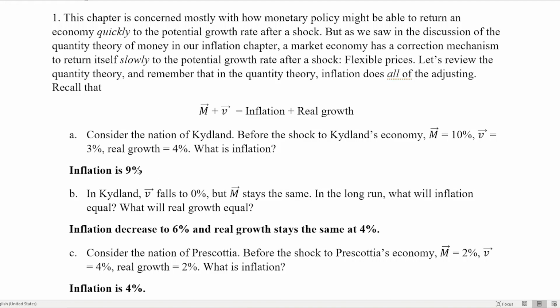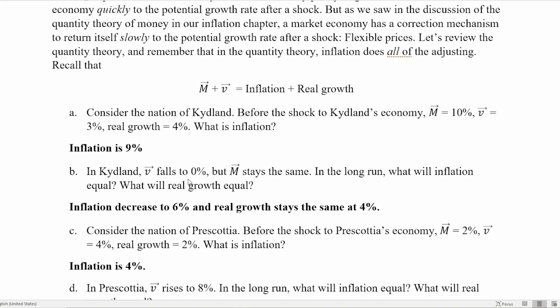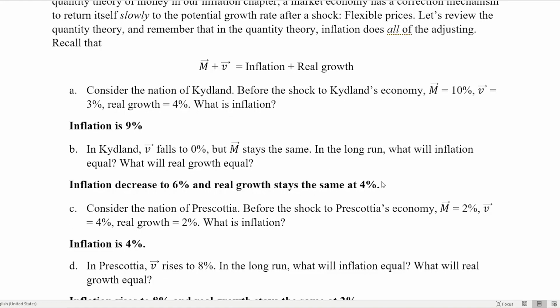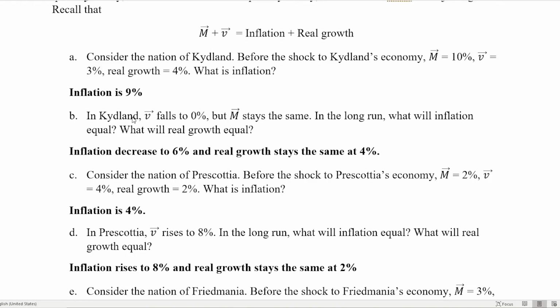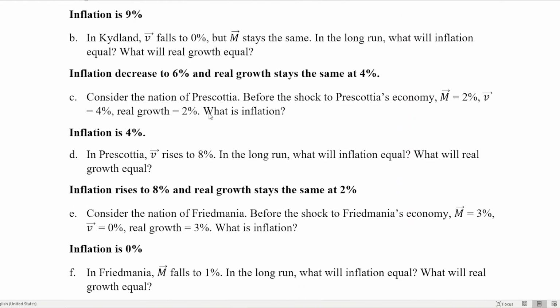So, we just use the formula to calculate the inflation rate. For part A, it's 9%. And here, the vector V decreases by 3%, so inflation also decreases by 3%. And real growth is not really affected because inflation does all the adjustment in this case.